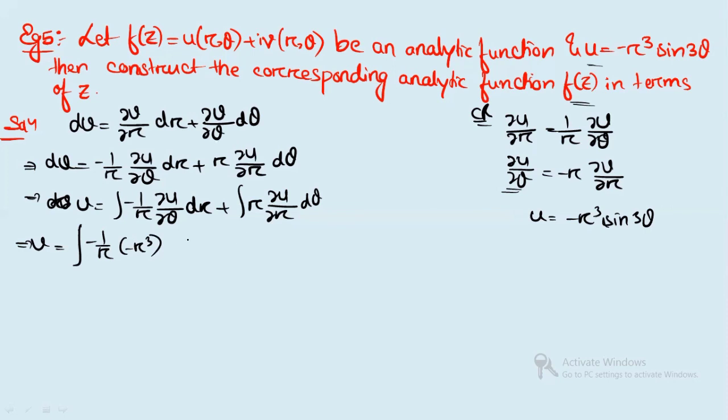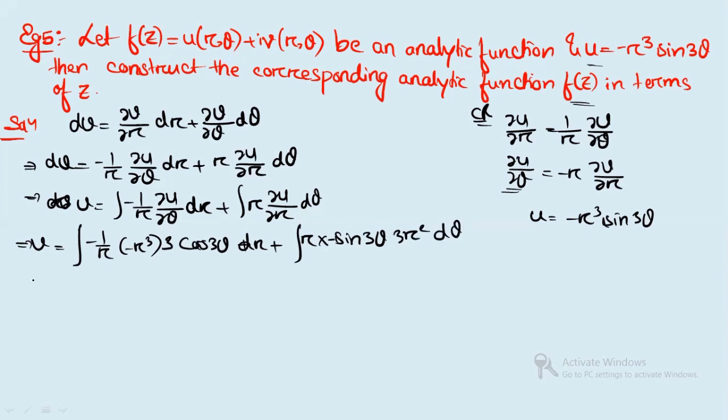Cos 3 theta into 3 will be there. Clear? And dr will be as it is. Again plus the second term: r is as it is, this time you have to differentiate u with respect to r. So sin 3 theta is constant, and r cube on differentiation will give you what? It will give you 3 r square, right? So we will write here, and d theta is as it is.